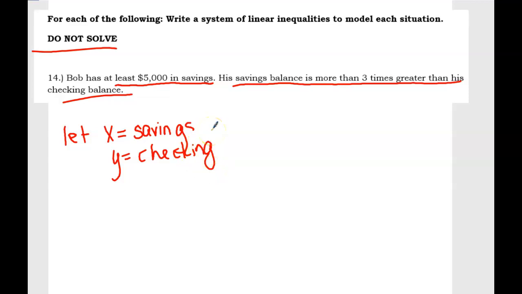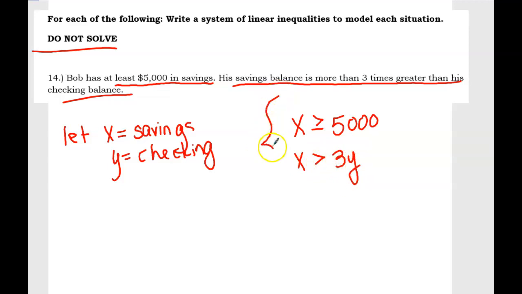Okay, so the first says he has at least $5,000 in savings. So that means that X is going to be greater than or equal to 5,000. Okay, because at least means it could be 5,000, but it could also be greater. The second inequality, his savings balance is 3 times greater than his checking balance. So it's going to be greater than 3Y. All right, so there's our two inequalities right there.